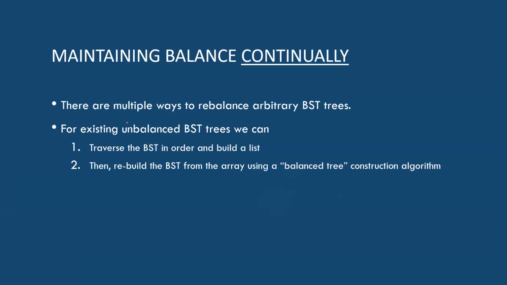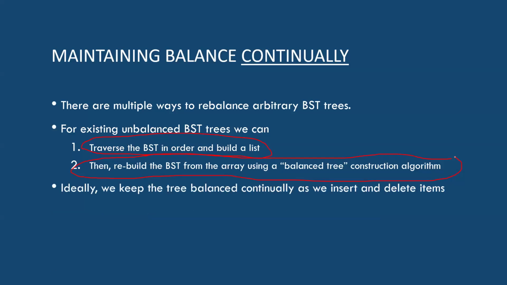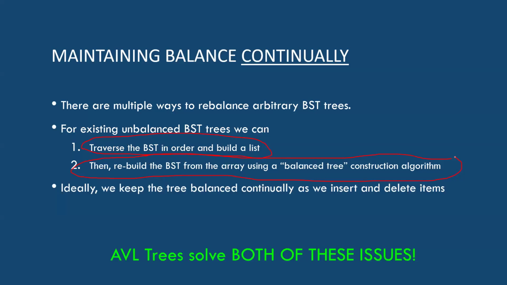Okay. Now, if somebody hands us a tree and it's just completely busted, we can traverse it in order traversal, build a list, and then just like our binary heap, we can take that list or that array and then kind of reconstitute the balanced tree from the in-order traversal. So we could use that array to actually build the tree from scratch, assuming that it was already out of order. But ideally, we kind of keep stuff cleaned up as we go. And that's really what the AVL tree does for us. Okay.